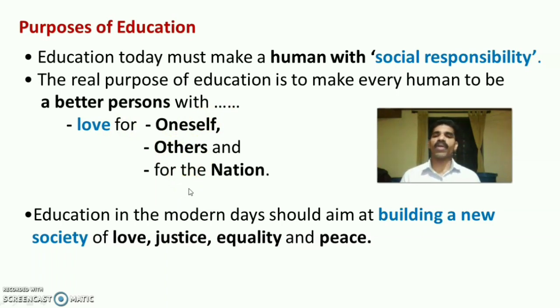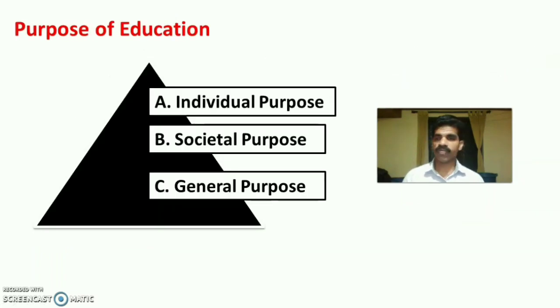So, the ultimate purpose of education is to make every child or every human being a better person with love for oneself, for others and love for the nation. In short, education in modern days should aim at building a new society with love, justice, equality and peace.